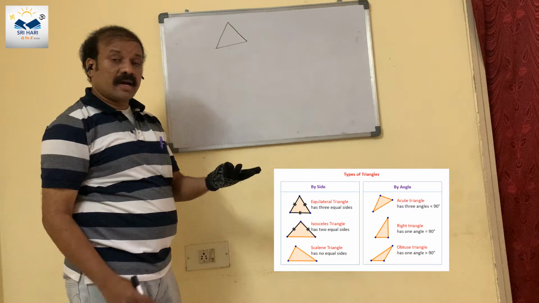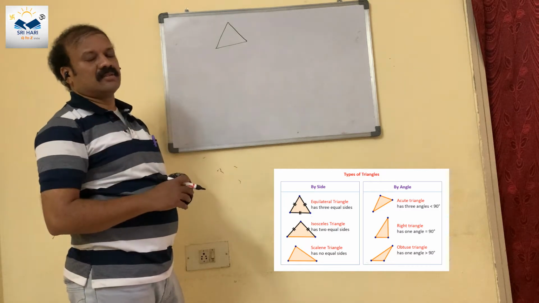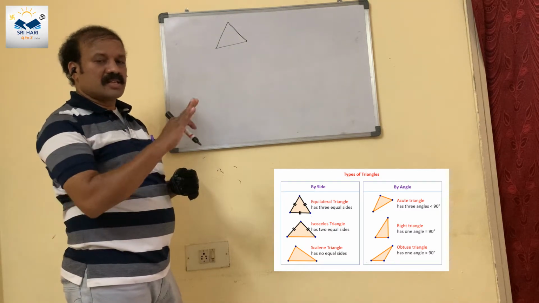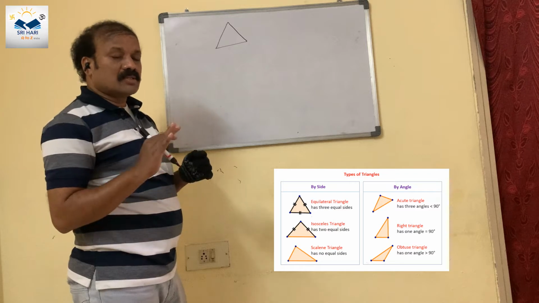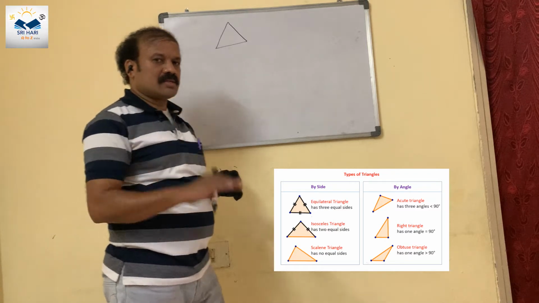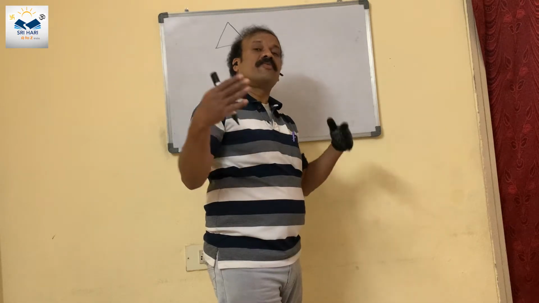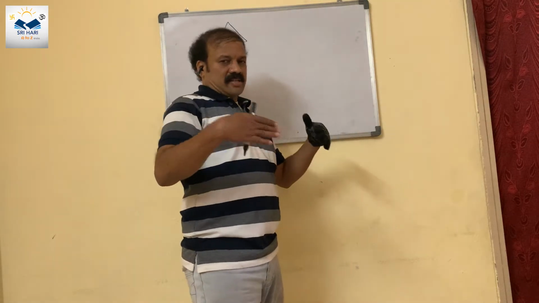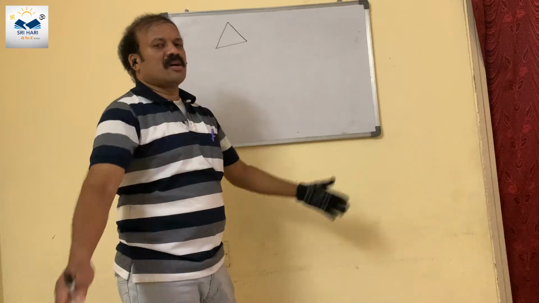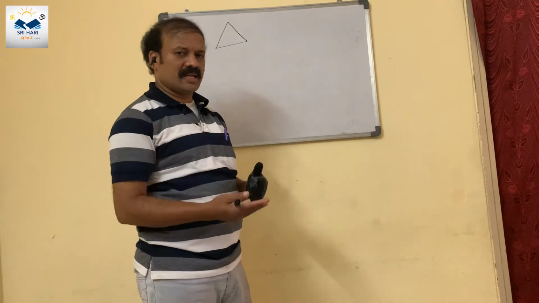Equilateral triangle, isosceles triangle, scalene triangle. Three types. Equilateral, three sides are equal. Isosceles triangle, two sides are equal. Scalene triangle, no sides are equal. The first side is different, the second different, the third different. These are not equal. That is known as a scalene triangle.